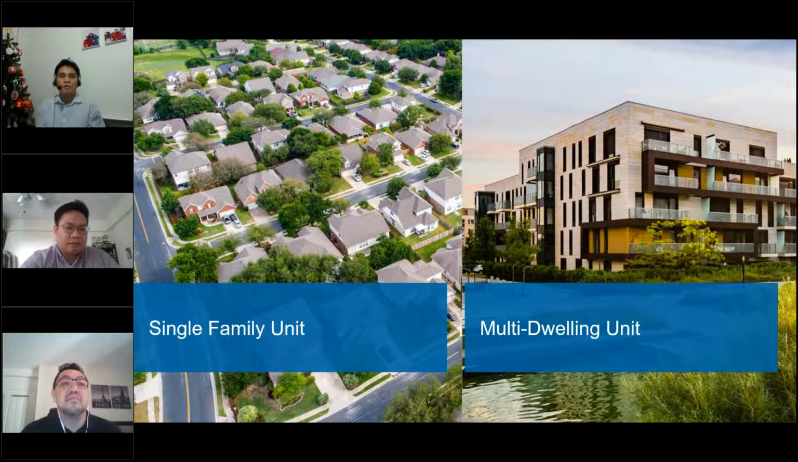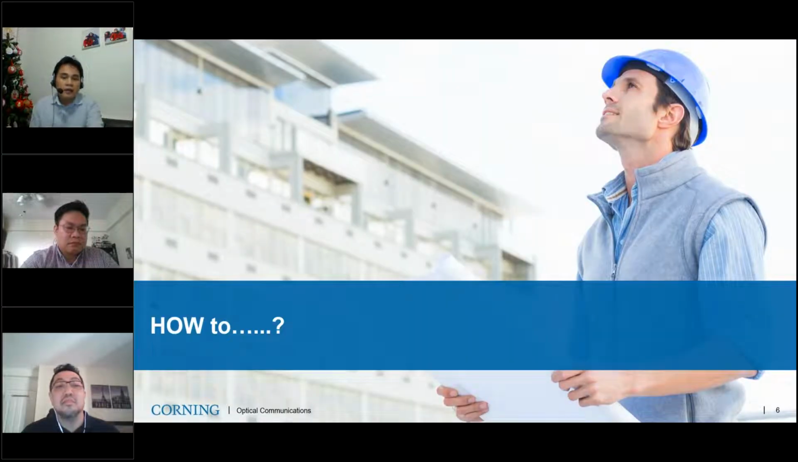global population. In metropolises or cities, almost 30 to 50% live in a multi-dwelling unit. It can be more, especially in a highly densely or highly concentrated population. So how do we migrate these buildings from copper broadband to fiber broadband efficiently and faster?